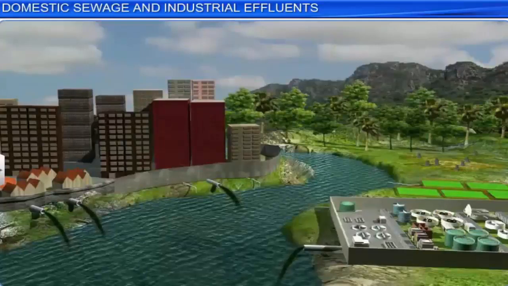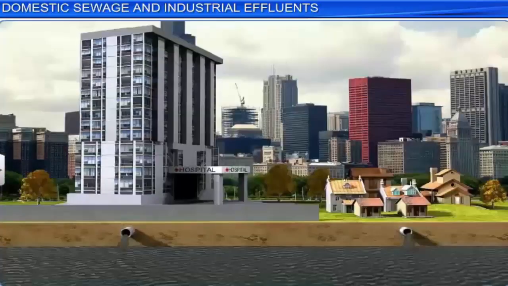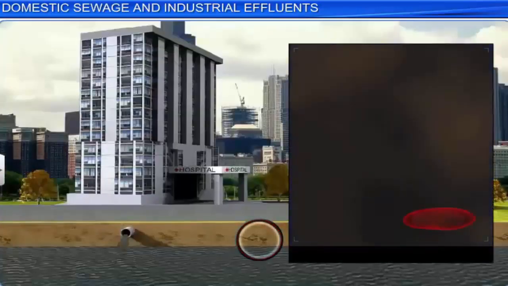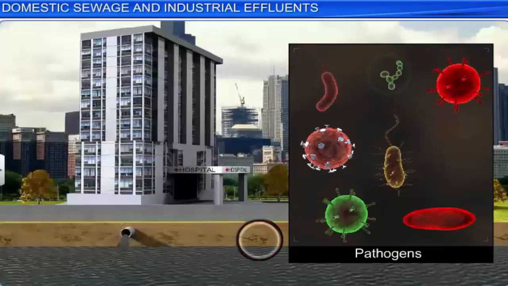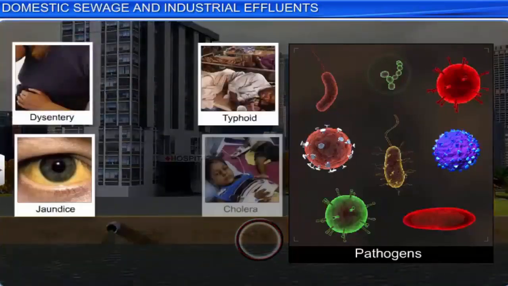In addition to sewage, human activities such as agricultural runoff accelerate the aging process of lakes. This phenomenon is called cultural or accelerated eutrophication. Sewage wastes may also contain pathogenic protozoa, bacteria, and viruses that are discharged from hospitals and houses into the water, which may cause the outbreak of serious diseases such as dysentery, typhoid, jaundice, and cholera.